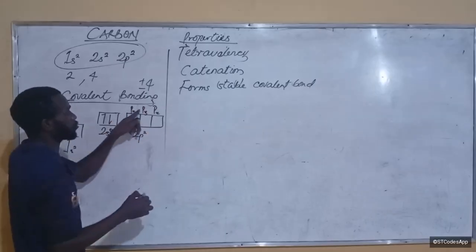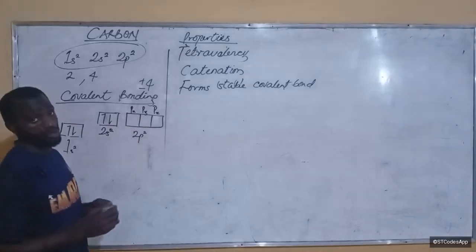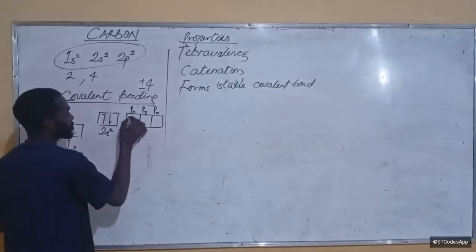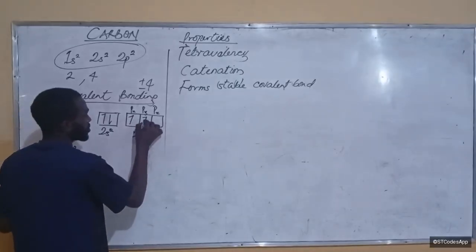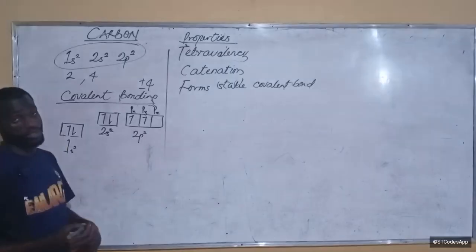So it is 2px, 2py, 2pz. Since there are two electrons there, we use Hund's rule to fill. Hund's rule says I should fill them in singly first before pairing. But we can't even pair here. Why? Because there are just two electrons there.